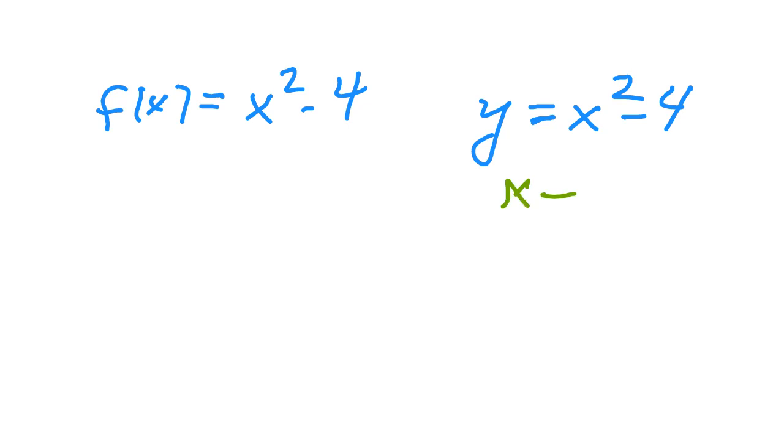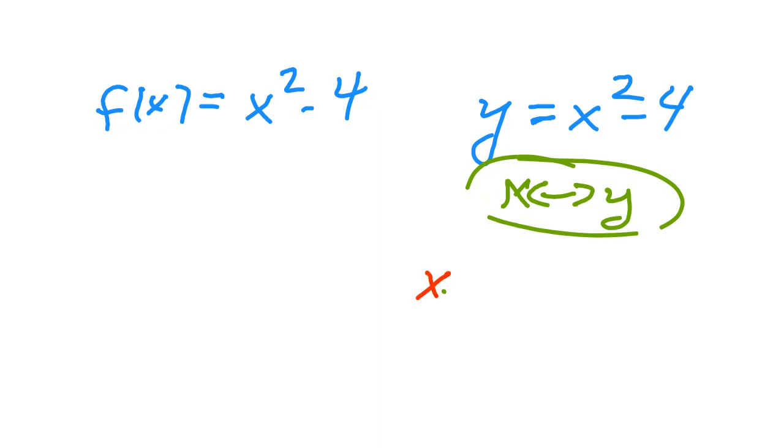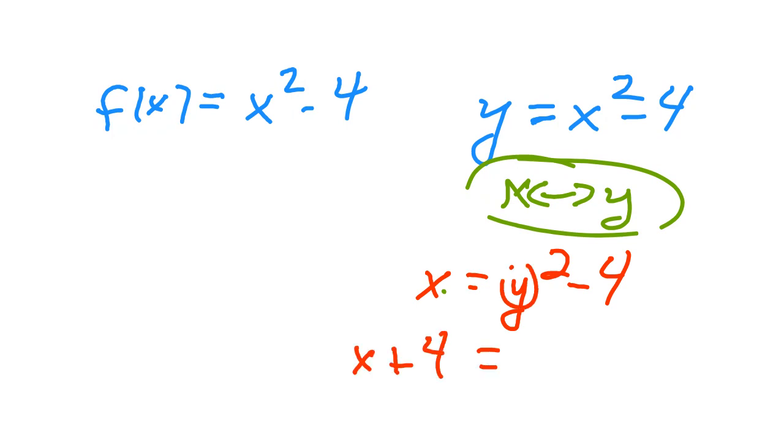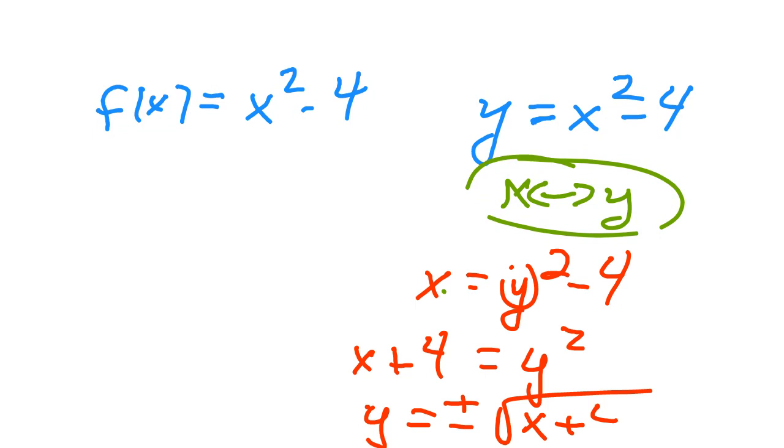And if I switch the x's with the y's to find the inverse, then I'm going to have x equals y squared minus 4, and then solve it for y. So add 4 to both sides. That equals y squared. So then what's y equal? Y equals plus or minus the square root of x plus 4. Of course, it's not a function if we take both of them. So I'm going to have to restrict the domain here and take the positive one.